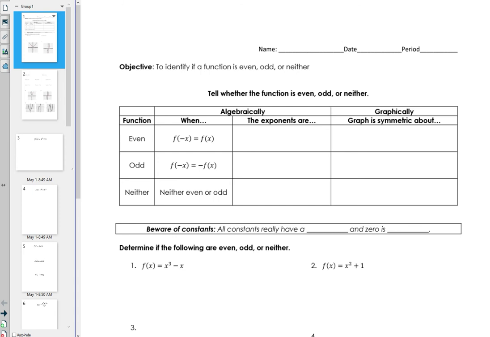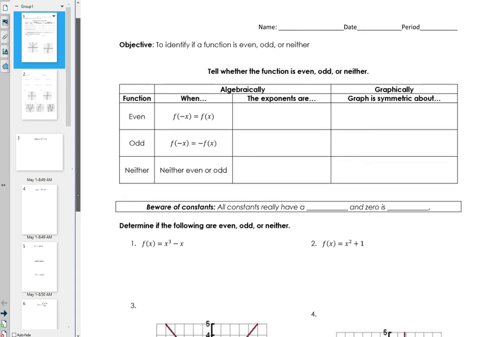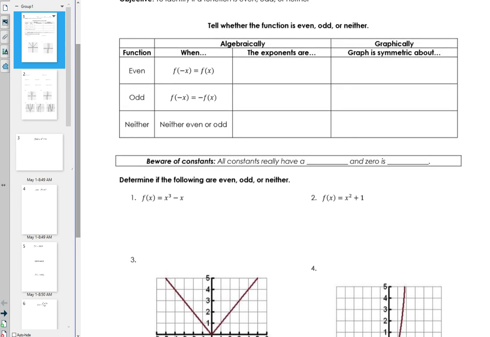All right. So this first page, I'm not the one that made this one, so I'm not sure what they mean here about exponents. I wouldn't worry too much about exponents, but I would focus on where it says algebraically and graphically. That's where you have to identify if a function is even or odd.